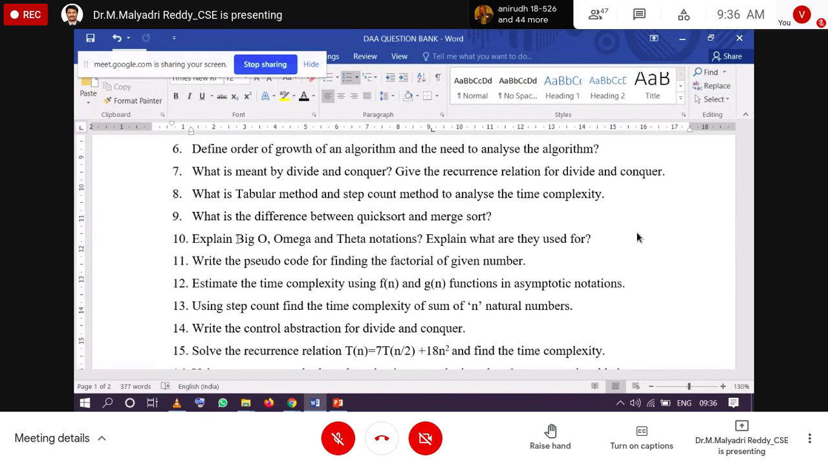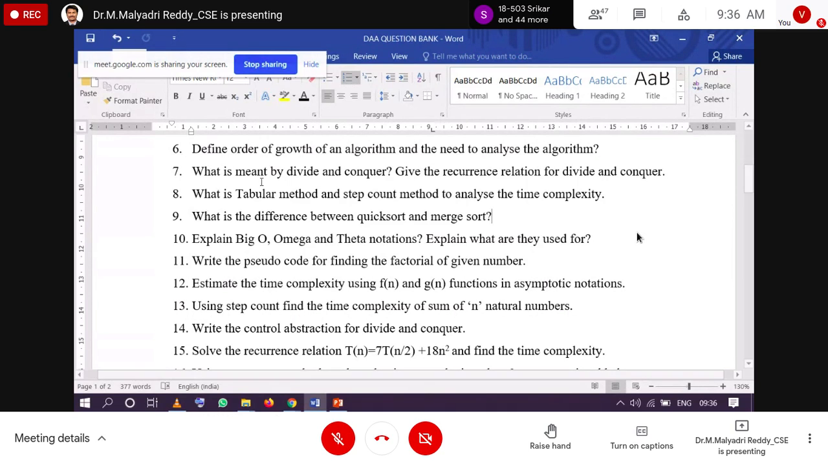Write the pseudocode for finding the factorial of a given number, already given to you. Using the pseudocode notation, we have to calculate the factorial of a given number. That means if your input is 5, then you have to calculate 5 into 4 into 3 into 2 into 1, that is nothing but 120. Like that you have to represent.